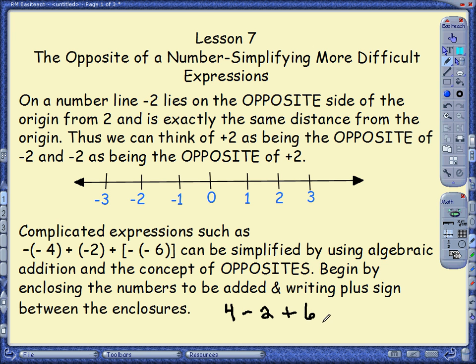I have two positive numbers here. They add up to 10, and I have one negative number. We subtract their absolute values and give them the sign of the numbers that had the greater absolute value. That was the 10, so our answer is 8.